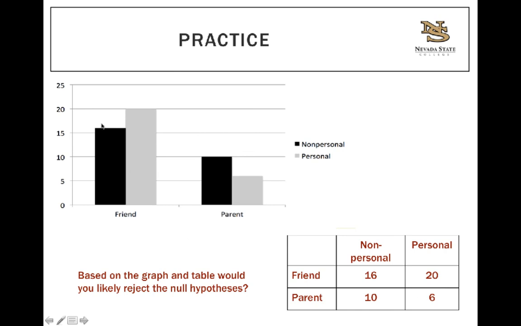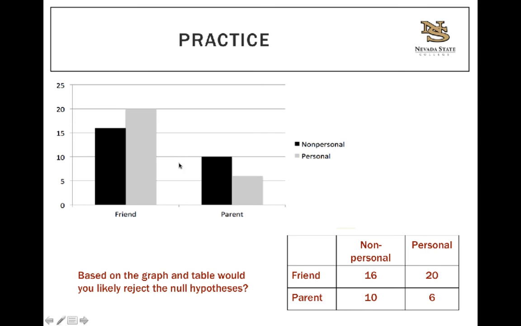So here we can see that on average people are talking to their friend up here, but only talking to their parents down here. So that seems to be a big difference, and we also see it within our table. So here, participants are talking to their friends for longer amounts of time than they are talking to their parents. So it looks like we have a main effect of relationship type, so that people are talking to their friends longer than they are talking to their parents.